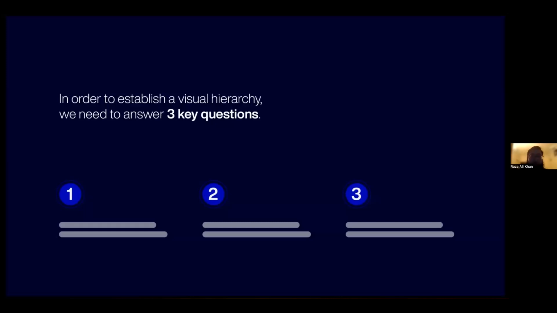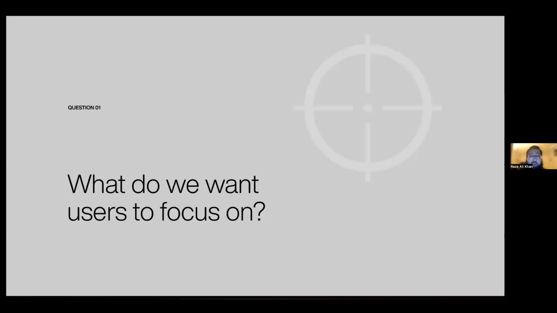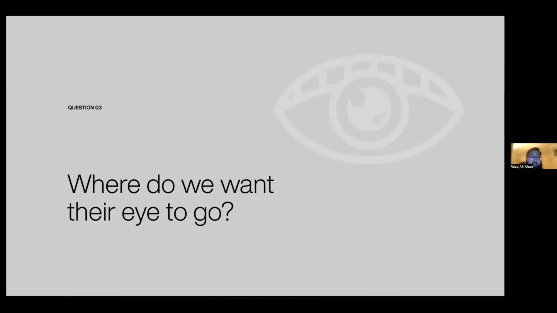In order to establish a visual hierarchy, we need to ask three questions. The first one is, what do we want the users to focus on? Once again, our users are at the center of everything that we do, so it's very important to understand who your audience is. The second is that we want to understand what the users would do once they see our design, or whatever UI or piece of information we are trying to convey. And the last question is, where do we want their eye to go, which we have been talking about from the start. These are the three questions that you need to think about, and all of them are related to the target audience.